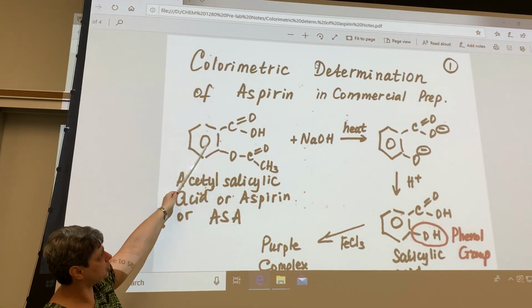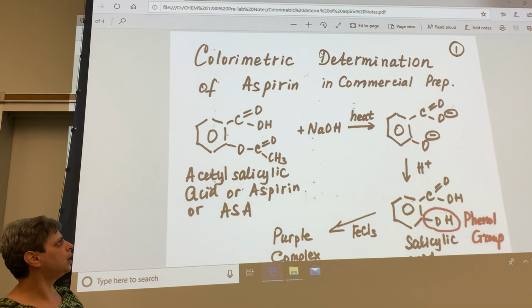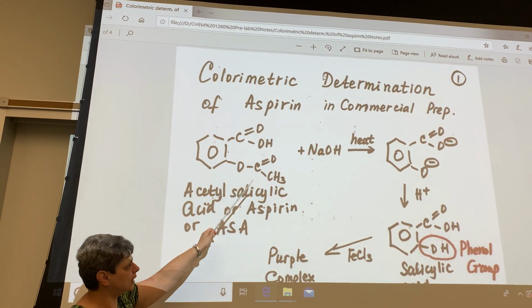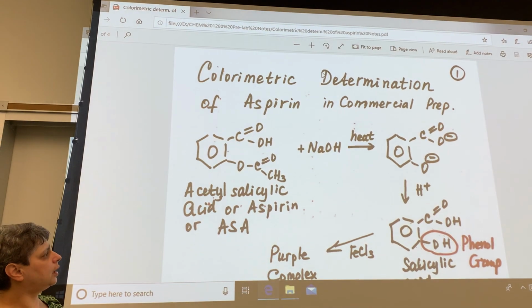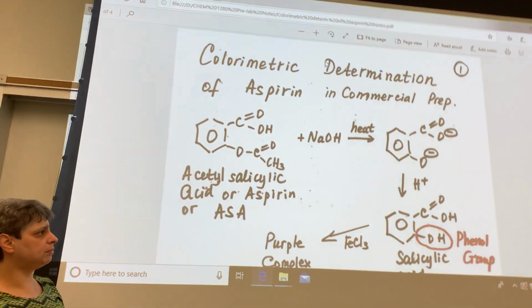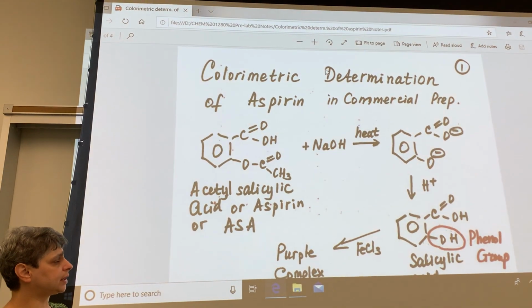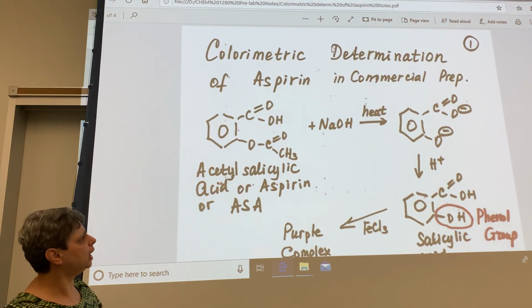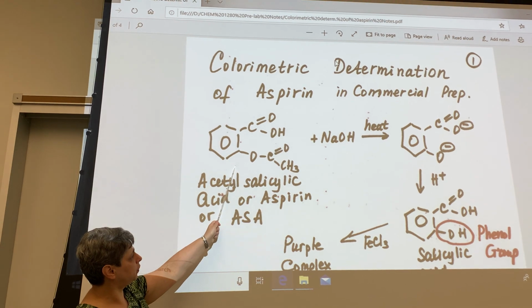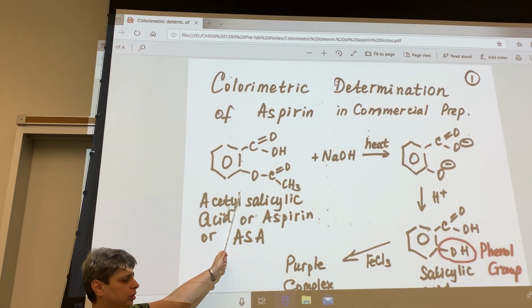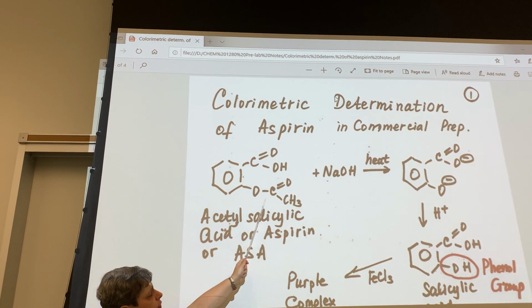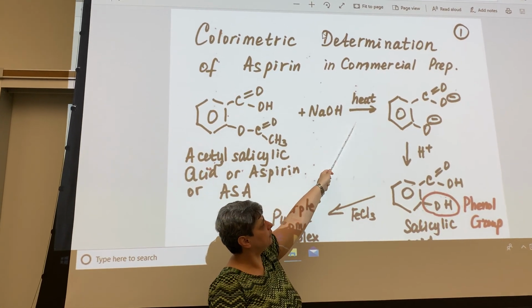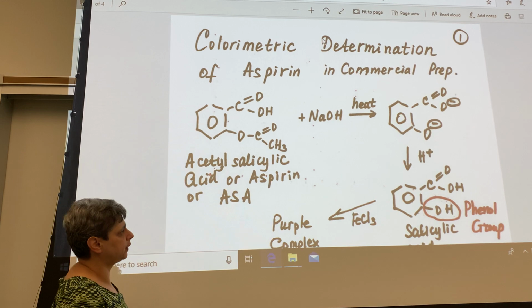Here is its structure. It should be familiar to you from before. We discussed the fact that it has a benzene ring, a carboxylic acid, and an ester group. And because it's colorless, before we can measure its concentration based on its absorbance, we need to transform it chemically. To do this, after measuring 0.4 grams of your sample into your flask, you're going to add sodium hydroxide solution, and you're going to very carefully heat using a hot plate.